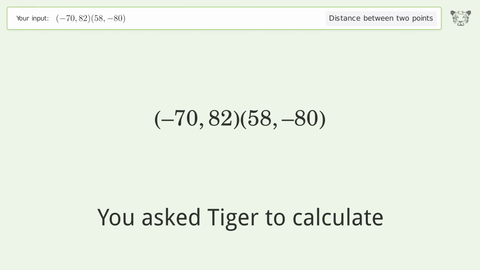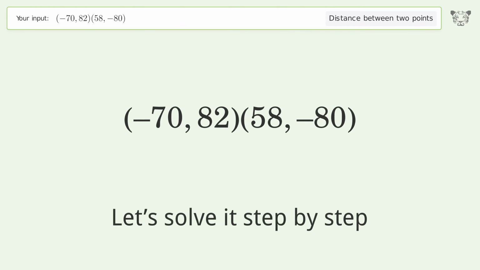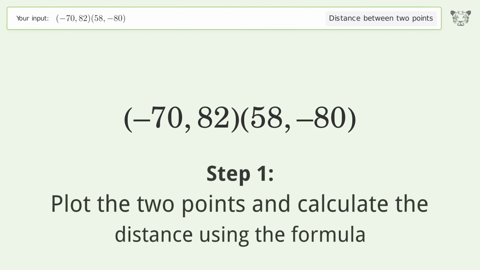You ask Tiger to calculate. This deals with the distance between 2 points. The distance between the 2 points is the square root of 42,628, or 206.465. Let's solve it step by step. Plot the 2 points and calculate the distance using the formula.